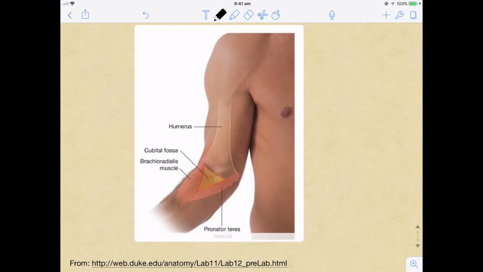The cubital fossa is a triangle-shaped transitional region of the elbow, and it's the site where the main neurovascular structures transition from the arm into the forearm. It has three borders. The medial border is made by pronator teres, the lateral border is made by brachioradialis, and the superior border is made by a line drawn between the medial and lateral epicondyles of the humerus.